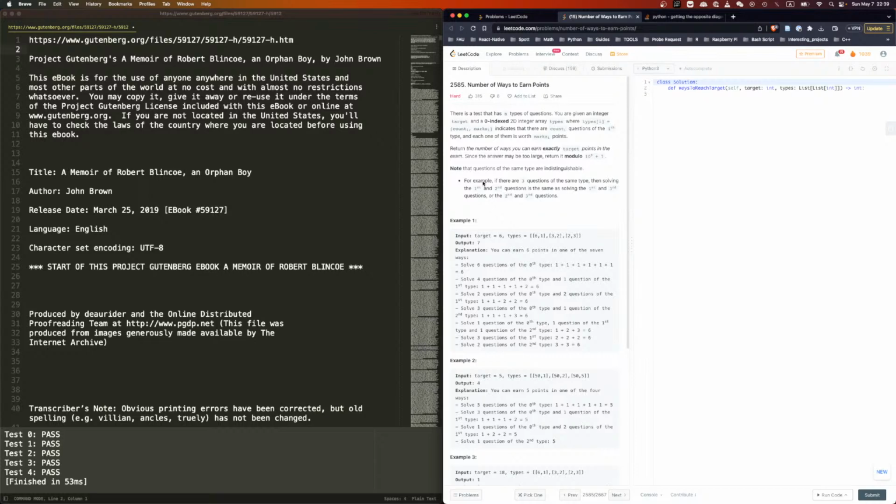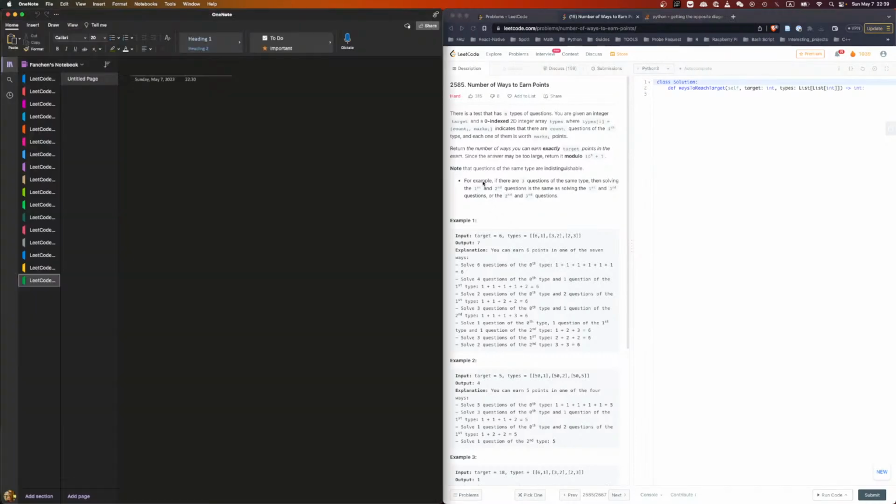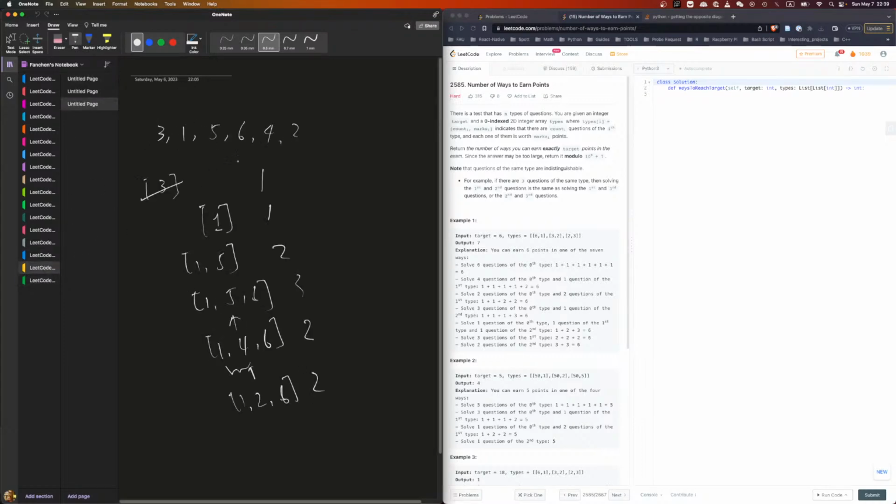Is this like knapsack? What do you think? Basically, we're saying we have 6 stones of weight 1, right? We have 6. Why is it not working?